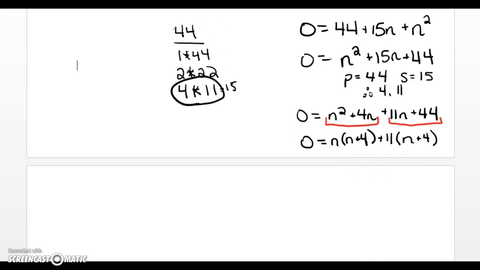Because then we're going to pull out a common factor of n plus 4. So we're left with n plus 4, and when you remove those, you're left with n plus 11. And then from there, you can set each of those factors equal to 0 and solve for n.